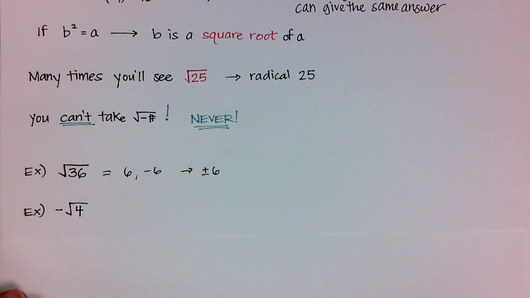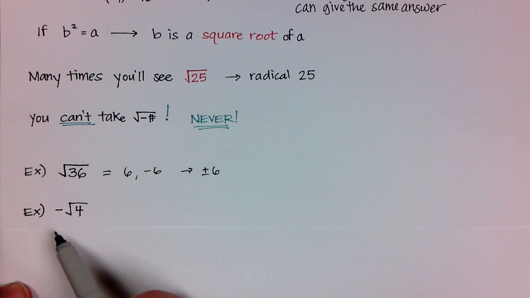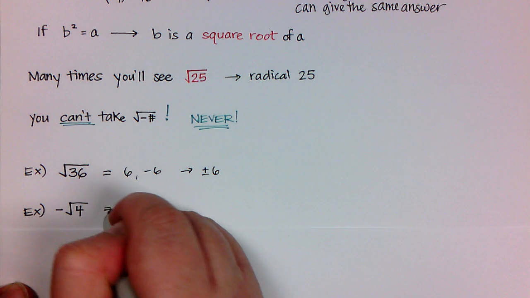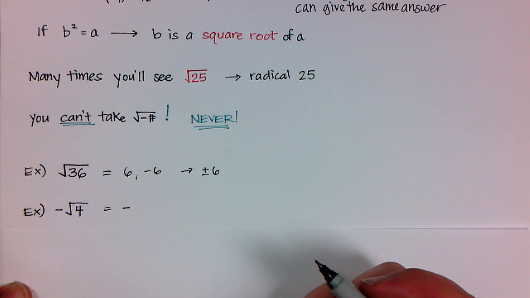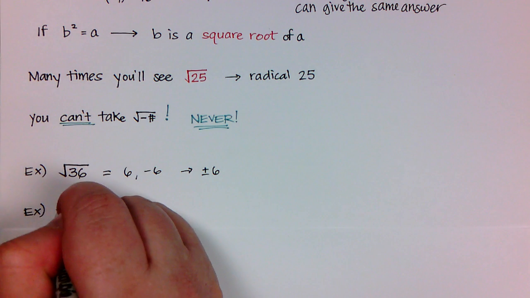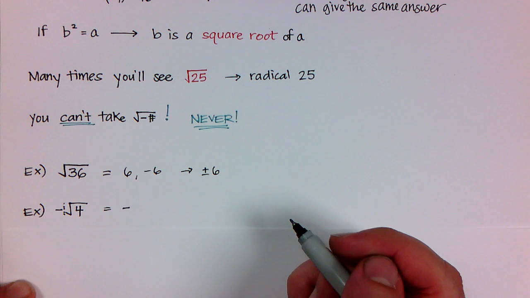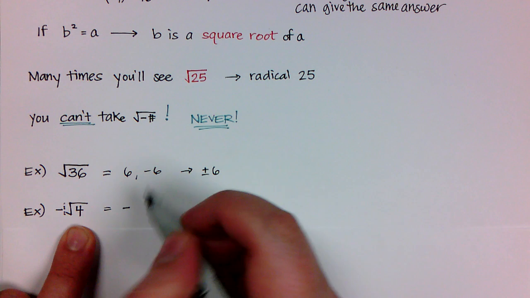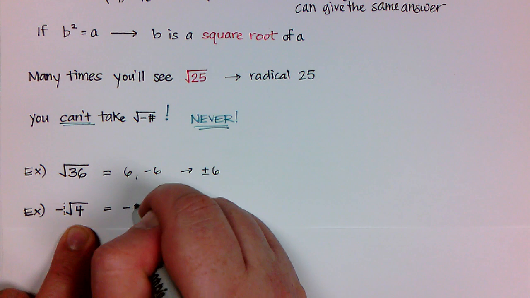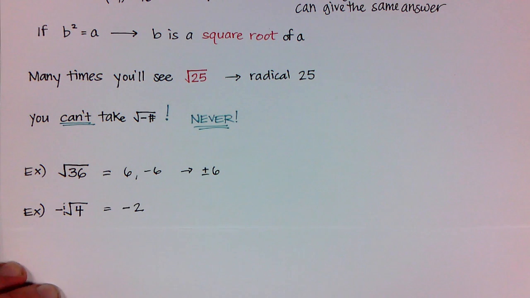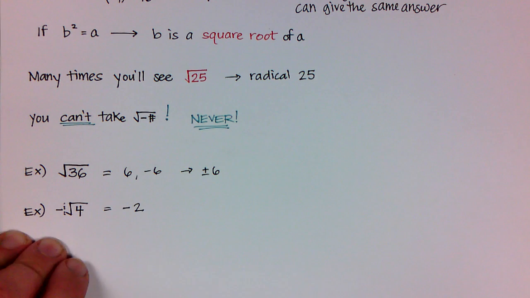But sometimes they might be specific, and they might say, what is the negative square root of 4? Well, that means for my final answer, it's going to be negative, because really this is like an imaginary negative 1 on the outside that I'm multiplying by the square root. And so negative square root of 4 would just be negative 2. We're not going to write the positive version of that. Okay? So let's move on.